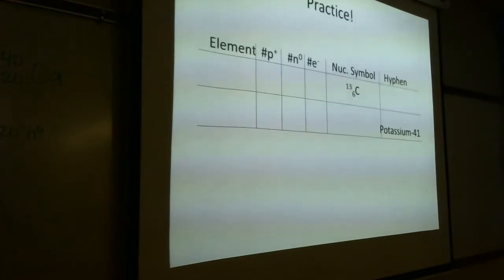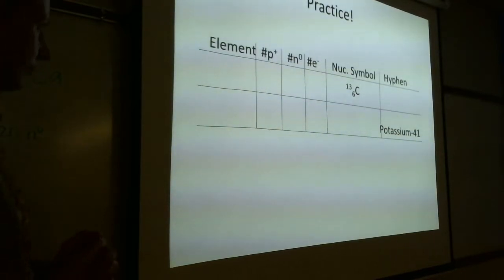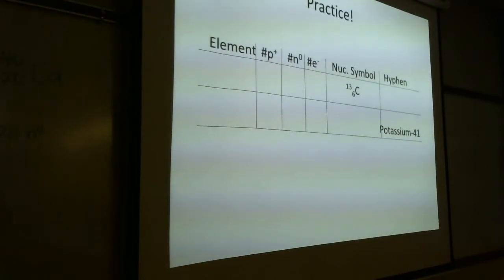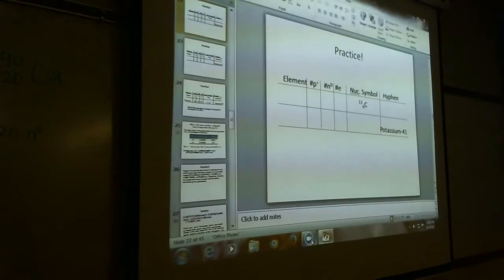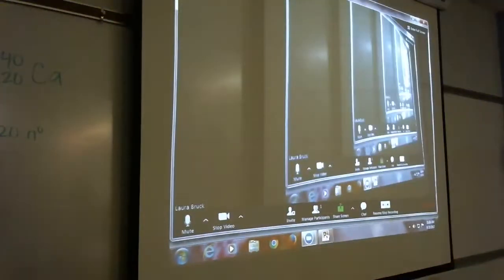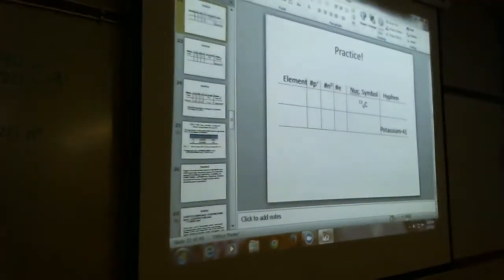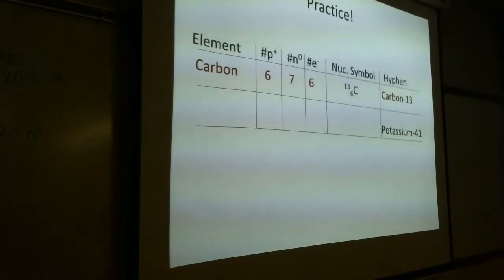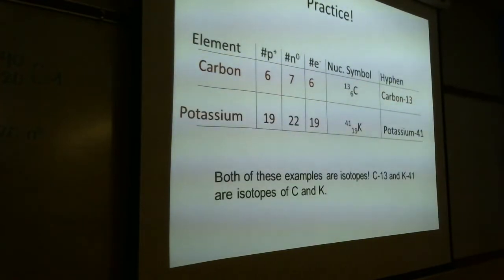So just to confirm that, here are two isotopes, an isotope of one and an isotope of another. Take a second and try these, just to make sure you're good at it. I'm going to pause the video real quick. So just hang tight for a second. Let's go. So let's go through these examples. Check your work. Do we agree for carbon 13? Do we agree for potassium 41?